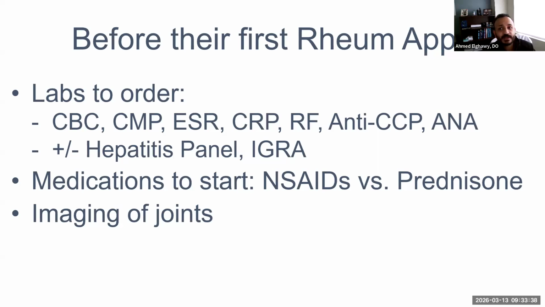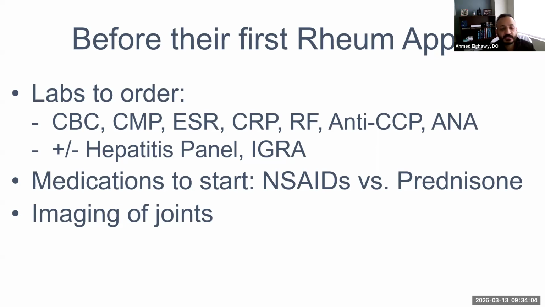There are some labs I would recommend ordering. Check a CBC, a CMP, an ESR, CRP, rheumatoid factor, CCP, ANA, just kind of basic stuff. I would also recommend checking a hepatitis panel and a tuberculosis panel. The reason why is it saves us time. If we need to start them on one of these biologics or DMARDs, we need to make sure that they don't have some sort of chronic infection that we don't want to accidentally reactivate. And so that gives us a little more leeway to start these medications sooner.